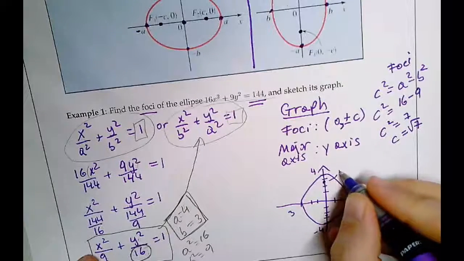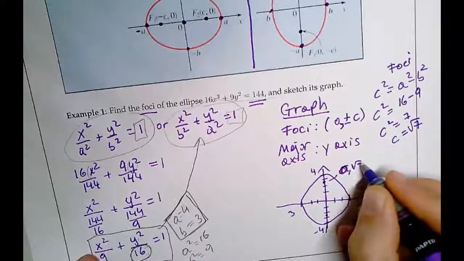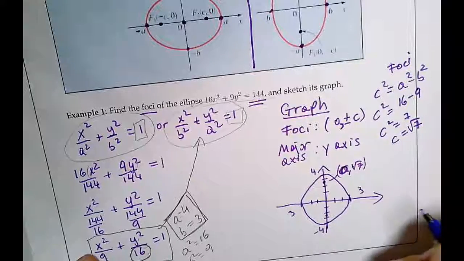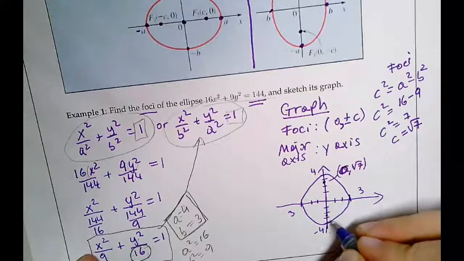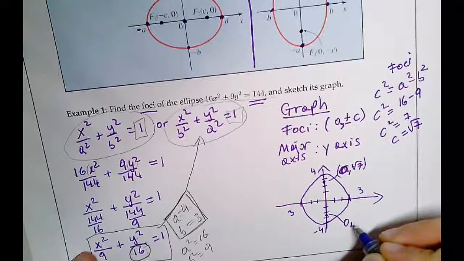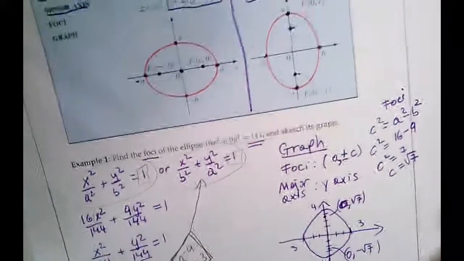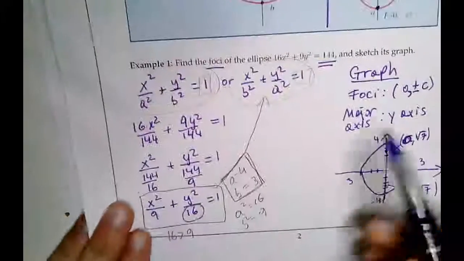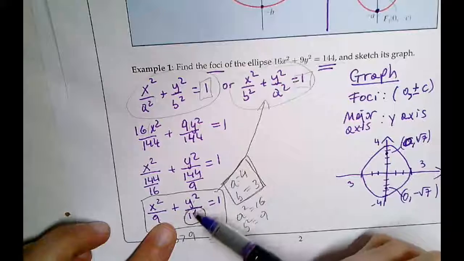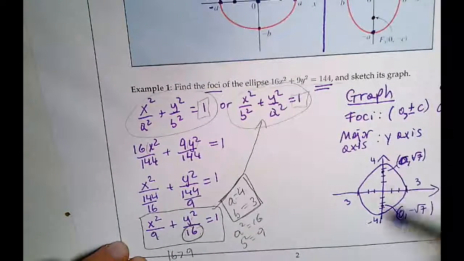So this is 0 for x and square root of 7 for y, and then the second focus is 0, negative square root of 7. So the fact that the greater denominator happened for y told us that we're going to have the major axis on the y-axis.